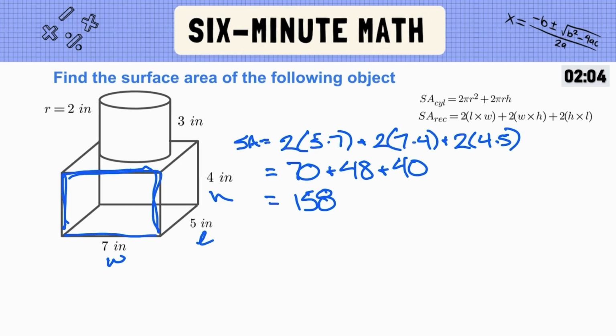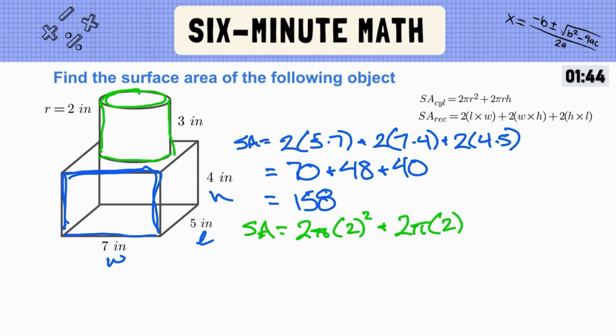And this is for my rectangular prism. So I'll just shade that one in blue. Then we will do the cylinder, which I will just shade in green here. And we're going to do the whole cylinder as well. So my surface area is 2 times pi times 2 squared plus 2 times pi times 2 times 3. I plug that into my calculator and I would get a surface area for my cylinder of 62.8318 dot dot dot.